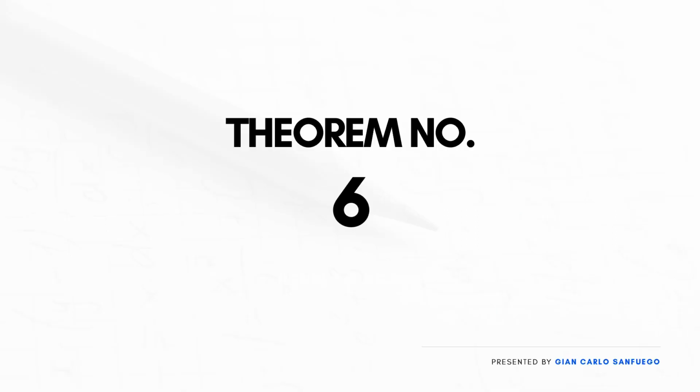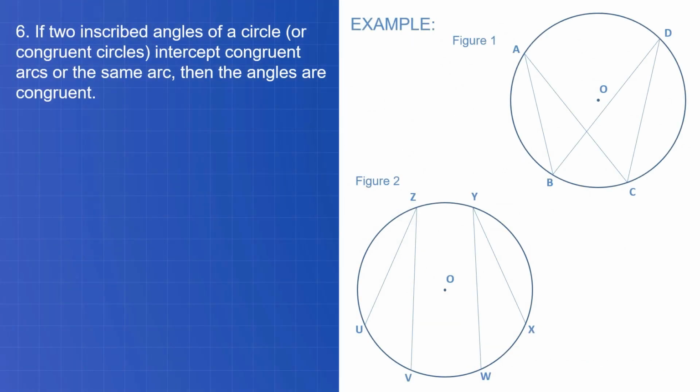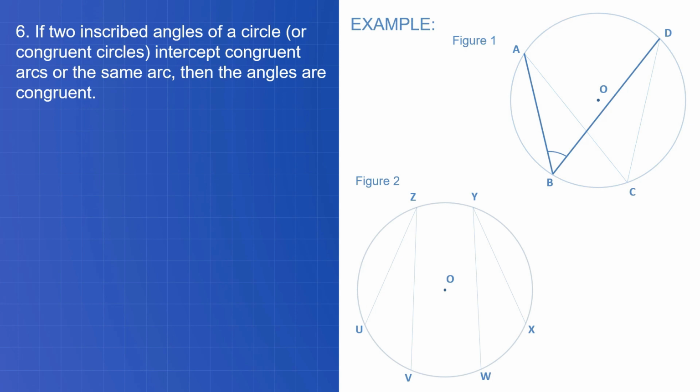Now let's proceed to theorem number 6. If two inscribed angles of a circle or congruent circles intercept congruent arcs or the same arc, then the angles are congruent. In figure number 1, angle ABD and angle ACD intercept arc AD. Since angle ABD and angle ACD intercept the same arc, then the two angles are congruent.